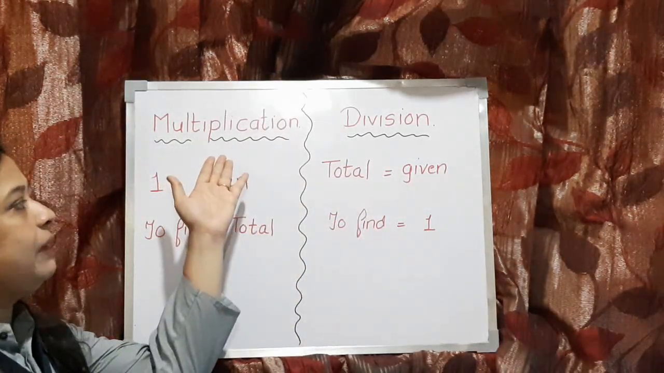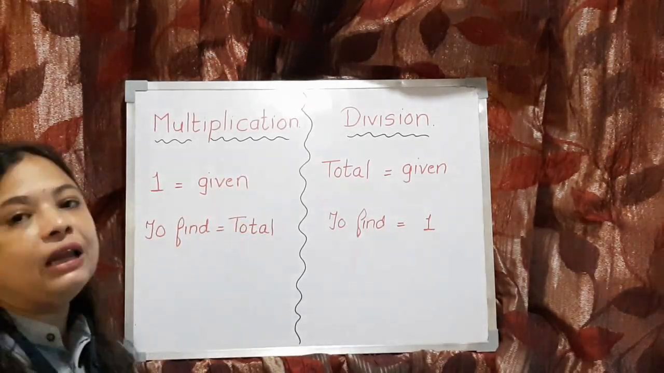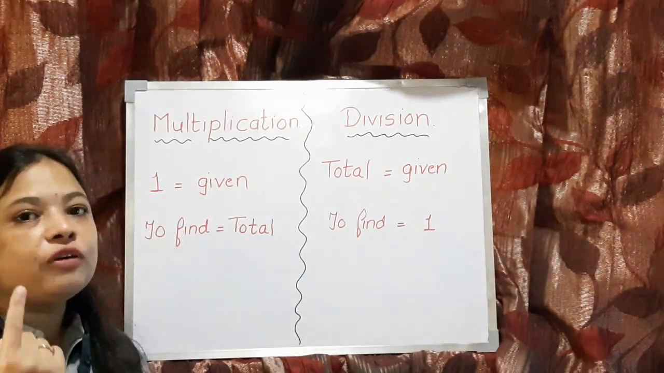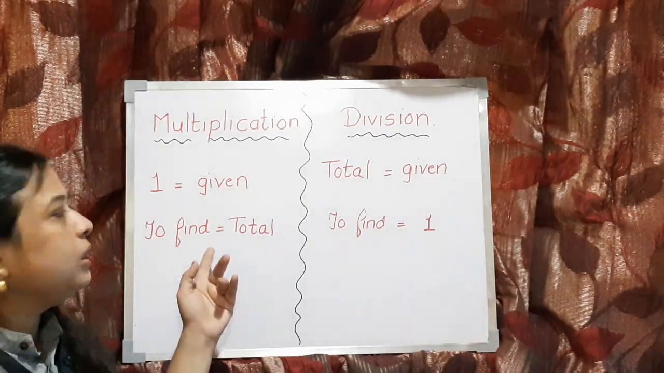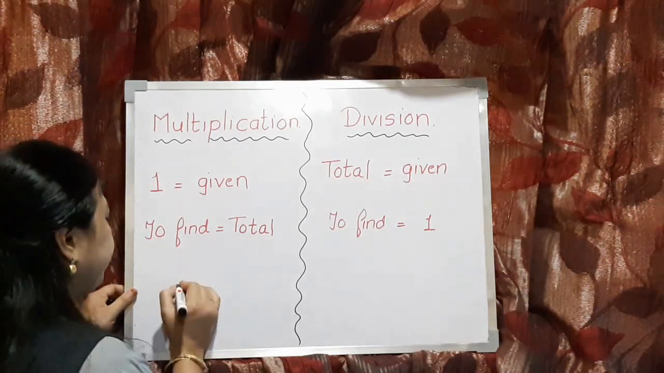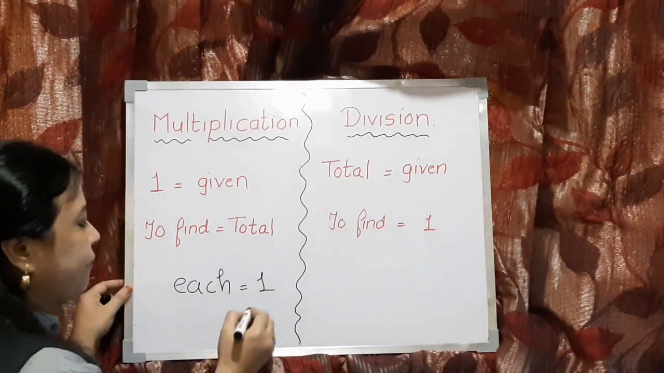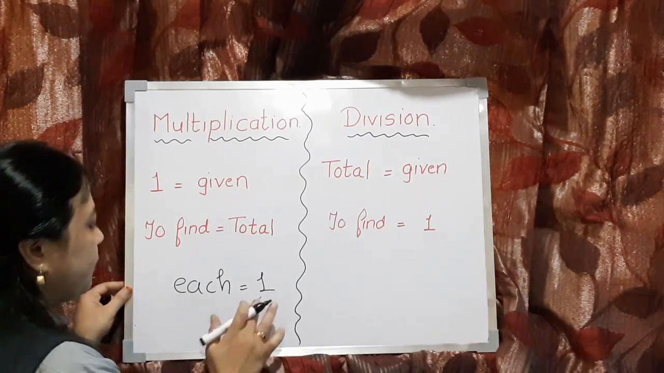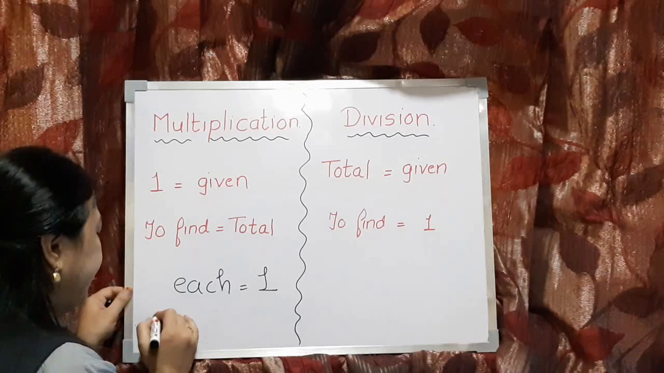See children, we had learned story sums in multiplication, right? And what we had learned in multiplication story sums is that one thing is given. The cost of each item is given and we were finding many things. We were finding the total. Each was given to us, right? Each means what? One. So we were finding many.